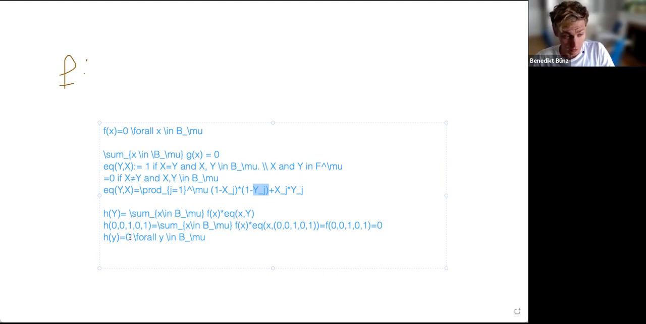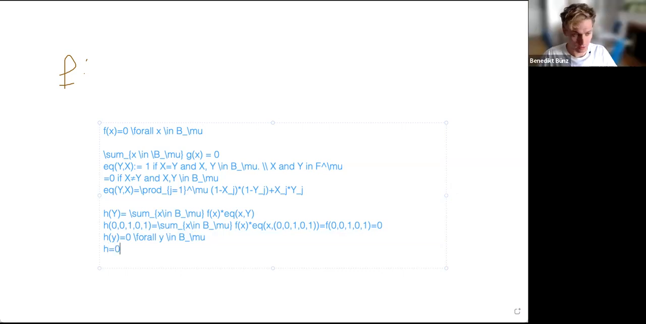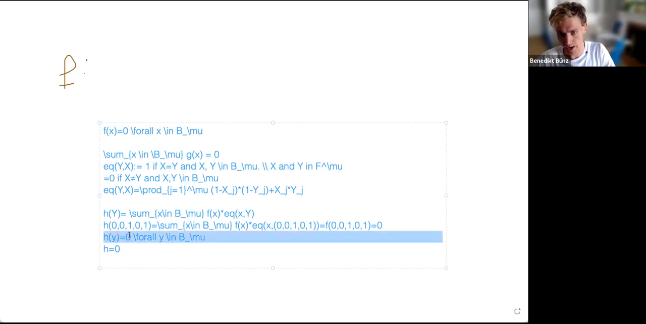So h is defined uniquely by 2 to the mu evaluations, and here I just wrote down these 2 to the mu evaluations of h. They just all happen to be 0. So can someone tell me what polynomial h is? The 0 polynomial. Right, h is simply equal to 0. Otherwise, h wouldn't be multilinear.